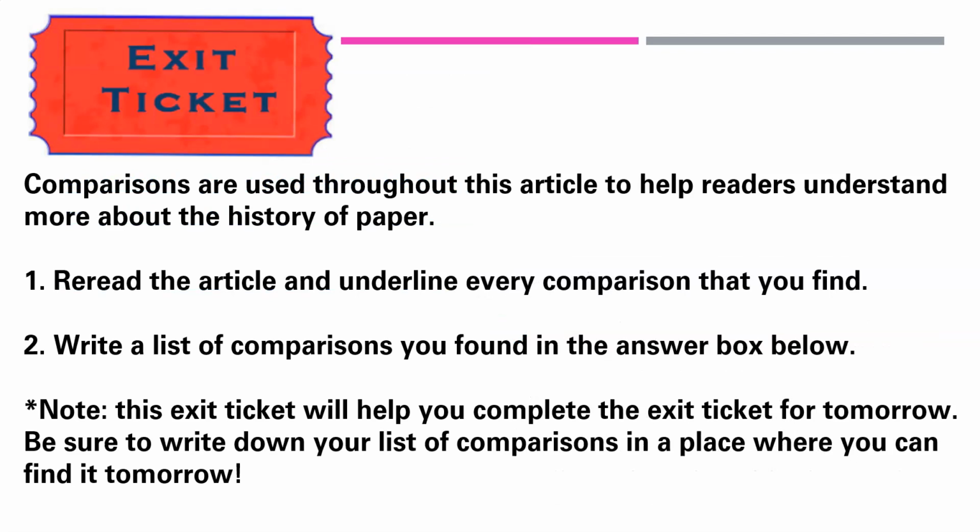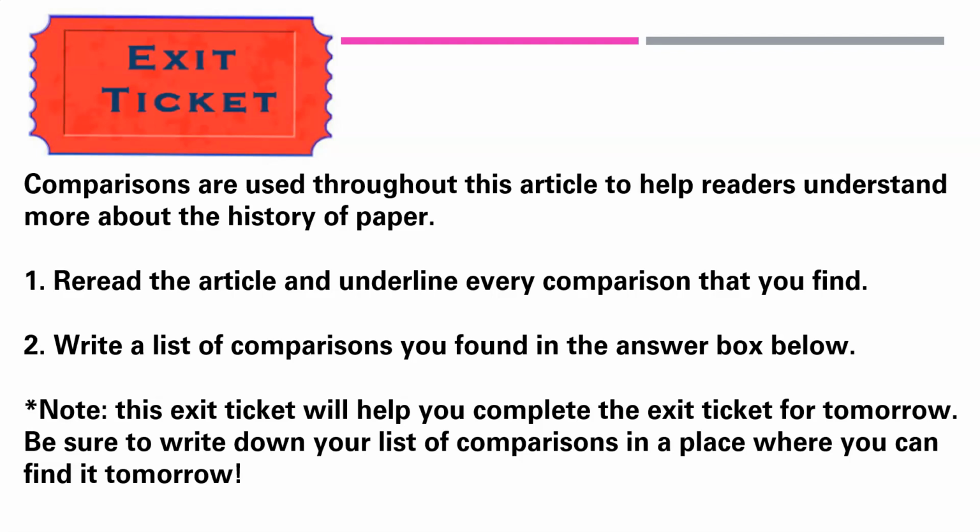All right, so here is your exit ticket. Comparisons are used throughout this article to help readers understand more about the history of paper. So your first step for your exit ticket is to reread the article and underline every comparison that you find. So you're comparing the way different groups of people have made paper. Your second one is you're going to write a list of comparisons you found in the answer box below.